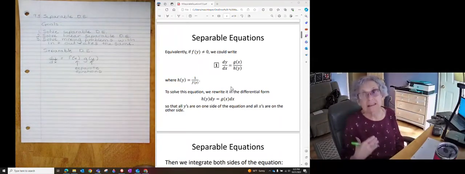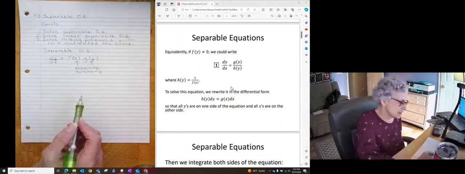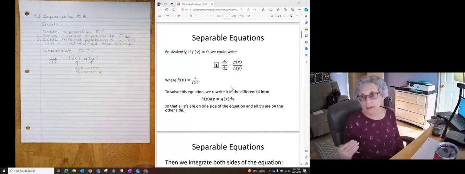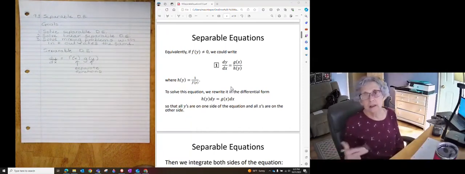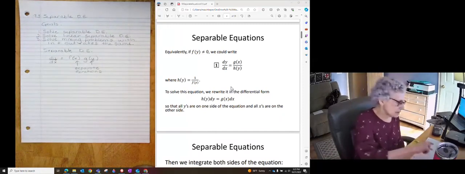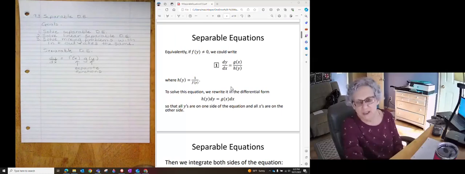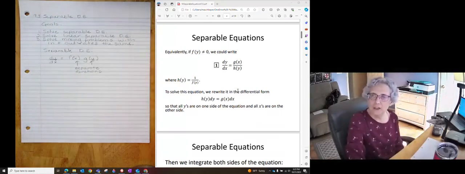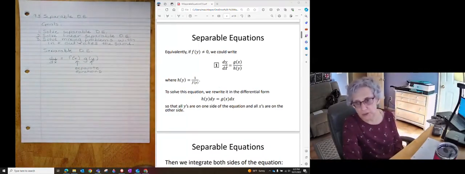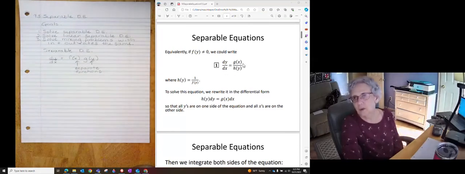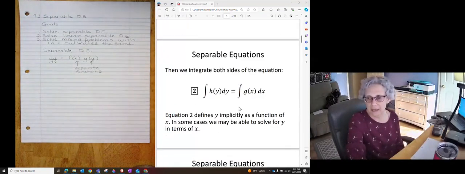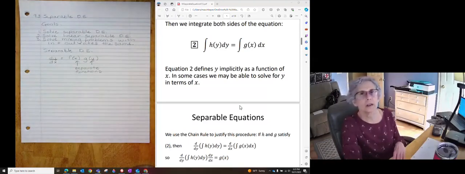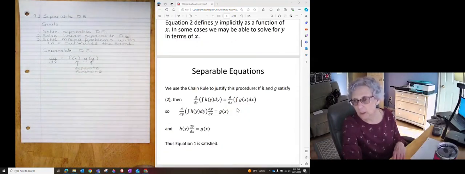Now, equivalently, you could write it as dy/dx is equal to g of x divided by h of y, and they have the opposite letters than I do, but that's okay. And then you can just kind of imagine rewriting it with differentials as h of y times dy and g of x times dx, which is what we actually do. And then we just integrate both sides of the equation.